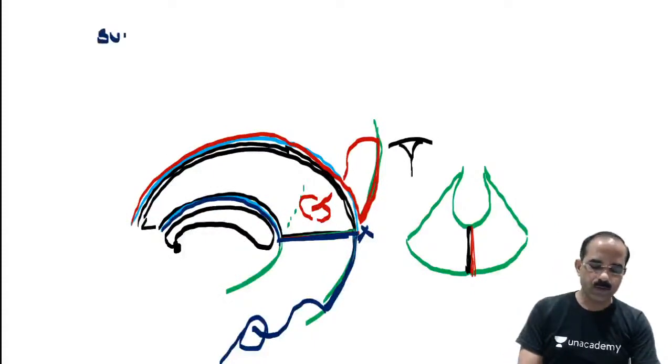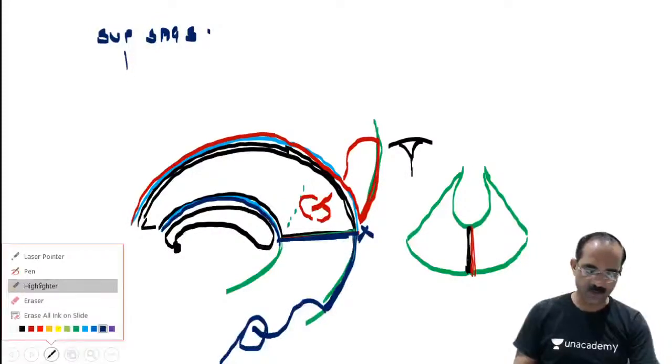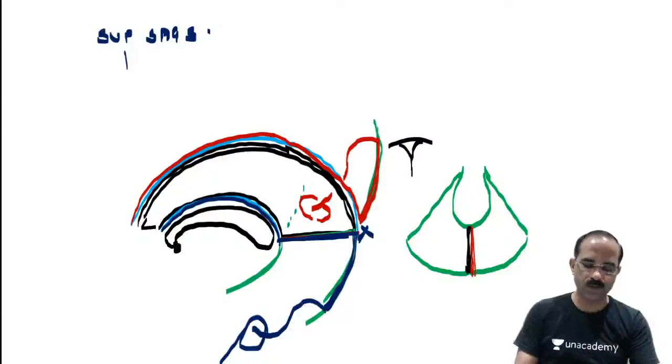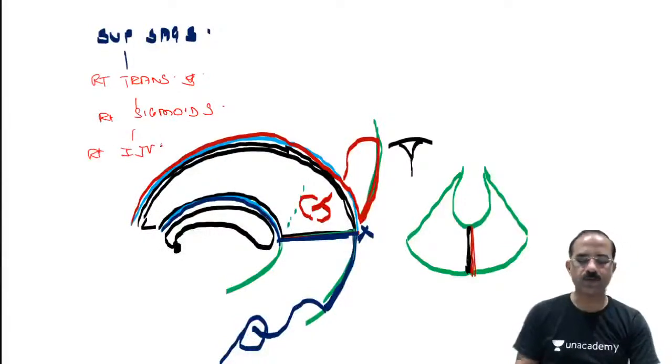Look, the superior sagittal sinus continues as what? I'll just use a pen, one moment. The superior sagittal sinus continues as the right transverse sinus. The right transverse sinus continues as the right sigmoid sinus, and then it becomes the right internal jugular vein.